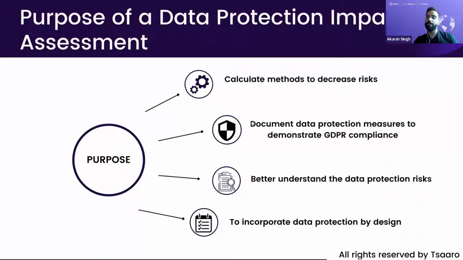Purpose of a data protection impact assessment. The purpose is first to decrease risks. Let me give you a background. Whenever we do a PIA, we find out the risks that could arise with the processing activity. Since this is done prior to the activity actually taking place, you have a good idea of what risks you are facing, and you have a chance to mitigate those risks. So you're also decreasing risks associated with the activity. You are safeguarding your organization against financial and reputational loss.